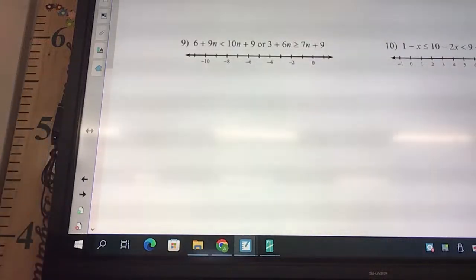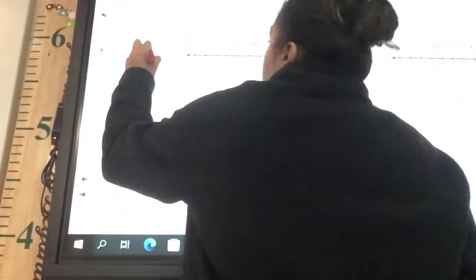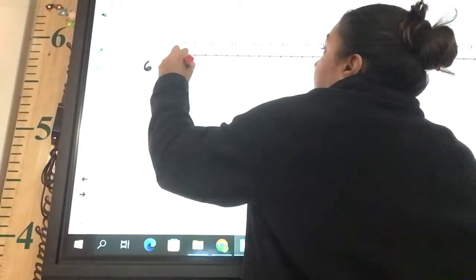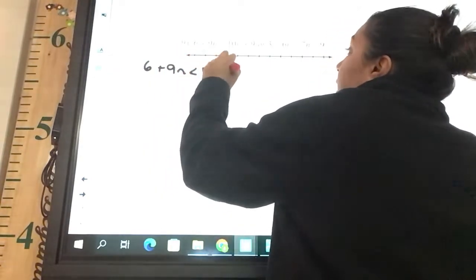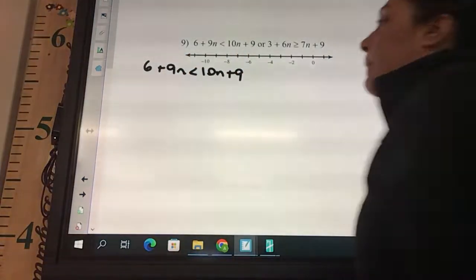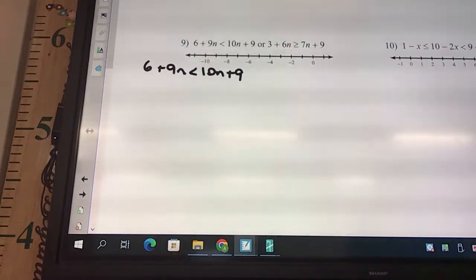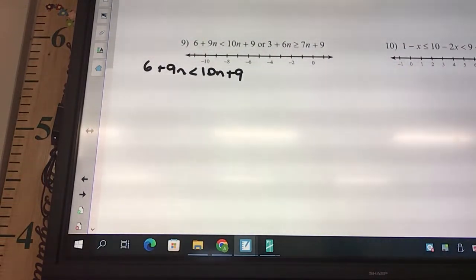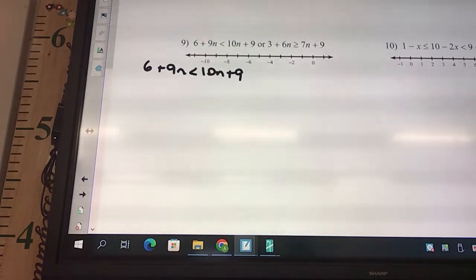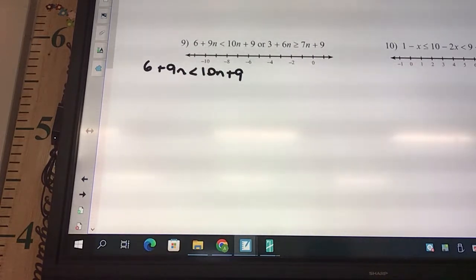But it's nothing that you haven't done before. So we got 6 plus 9n is less than 10n plus 9. Okay, so the goal here, typically I try to get the letters to the left and the numbers to the right. So the 6, is that a letter or a number? It's a number, so we need to move it.